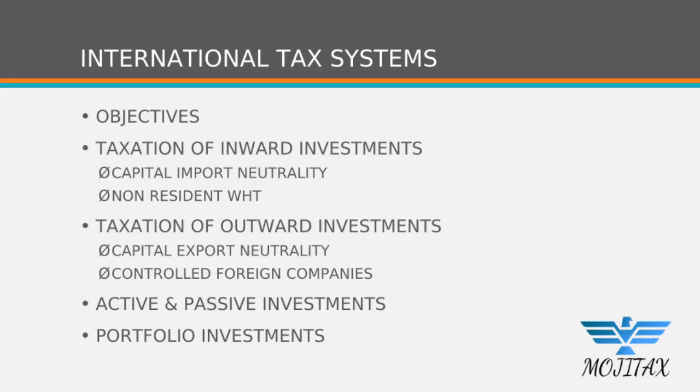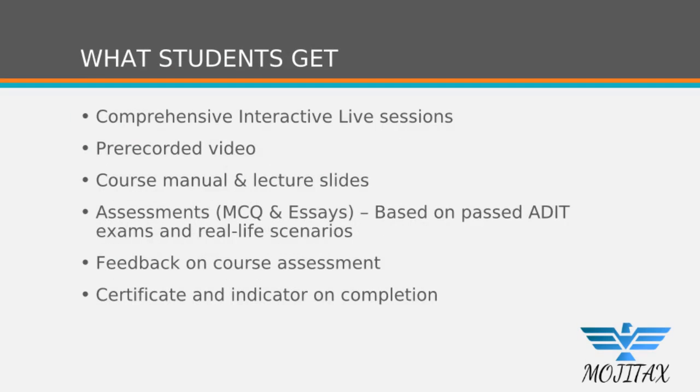Let's look a little bit further at one of the subtopics, international tax systems. In teaching this topic, students will learn: firstly, the objectives of international tax policies; secondly, the taxation of inward investments. This will cover capital import neutrality and non-resident withholding taxes; thirdly, the taxation of outward investments. This will cover capital export neutrality and controlled foreign companies; fourthly, active and passive investments; and finally, portfolio investments. As you may be aware, each of these topics is relevant to understanding international tax systems as well as passing Module 1 of ADIT. Let's return to the course overview.